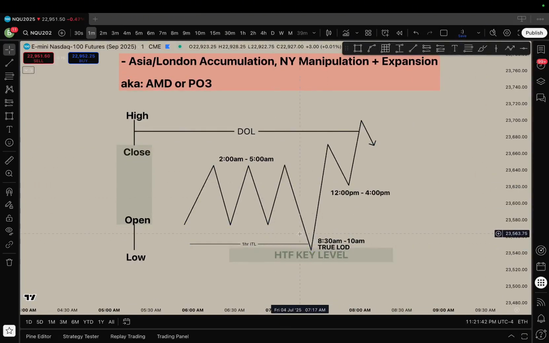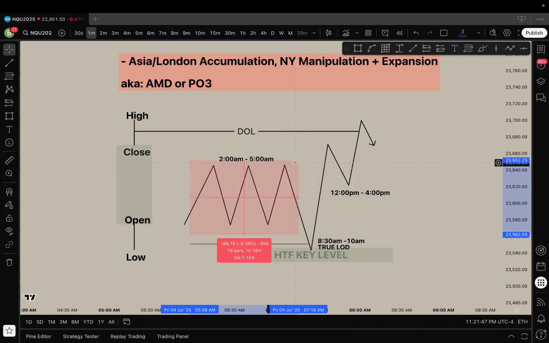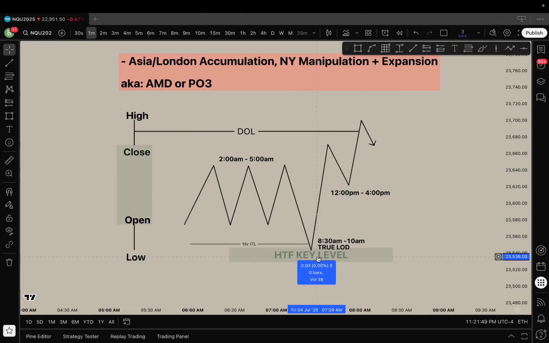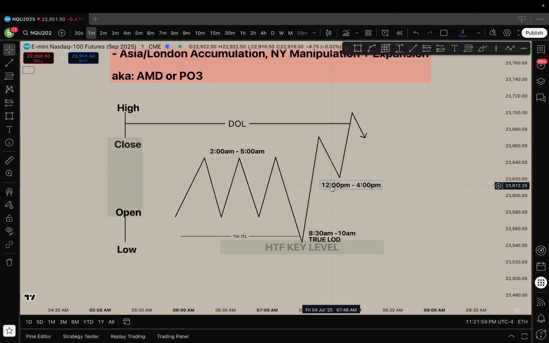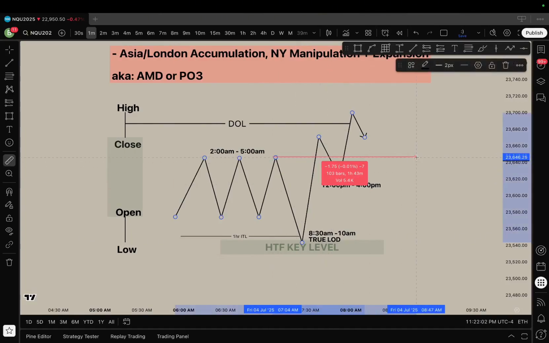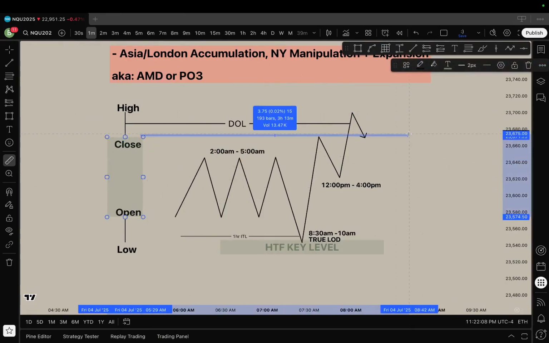So we did end up trading towards this 1 hour intermediate low, hitting the higher time frame key level. Again, accumulation, manipulation then happens at that 8:30. 10 a.m. then has your expansion, or 8:30, 10, you can get the expansion at any time from here after hitting that low of day, that key level. And then from 12 p.m. to 4 p.m., after we take out the session highs, we then can trade back towards that drawn liquidity and then have a close right here.